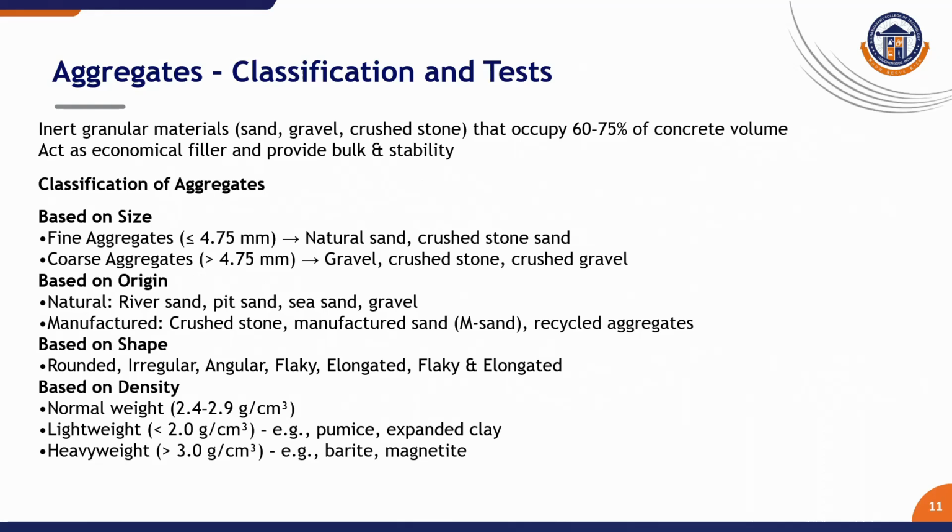Moving on to the aggregate, they occupy 60 to 75% of the concrete volume. They are classified based on size into fine and coarse aggregate. Based on origin, natural like river sand, or manufactured like M sand and crushed stone. Based on shape, rounded, angular, flaky, etc. And based on density, lightweight, normal, or heavyweight aggregates are available. The shape and texture of the aggregate significantly affect workability and strength.